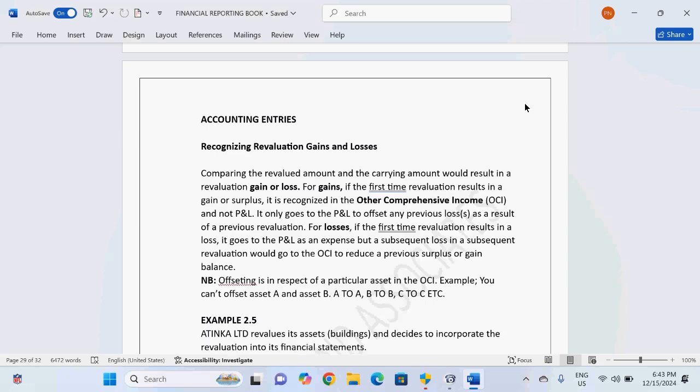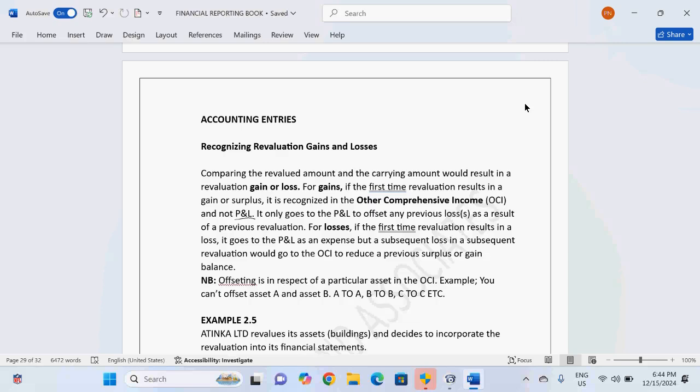Revaluation surplus, and not what? And not the P&L, right? It only goes to the P&L. When does it go to the P&L? It only goes to the P&L to offset any previous loss or losses as a result of a previous revaluation. So let's say the first revaluation that you did was a loss, and then you did a subsequent revaluation. So you see that maybe when you did a subsequent revaluation, you are getting a surplus.